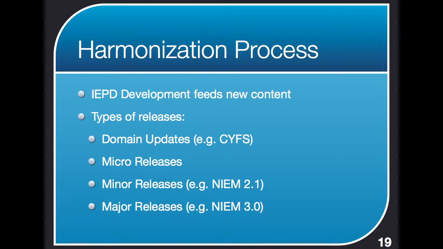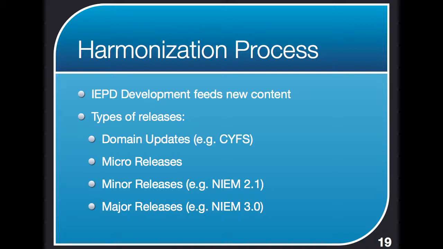A second type of release is called a micro release, and that's when you do a domain update, but your changes are purely additive. In other words, you have a domain and you may have added things to it, but you haven't taken anything out and you haven't modified anything that was already there. So the bottom line with that is that other domains that may have used elements and types from your domain won't be affected by your update because you've only added things. So that's a micro release. We haven't had any of those. We have a domain update, that's the Children, Youth, and Family Services. We have not yet had an actual micro release.